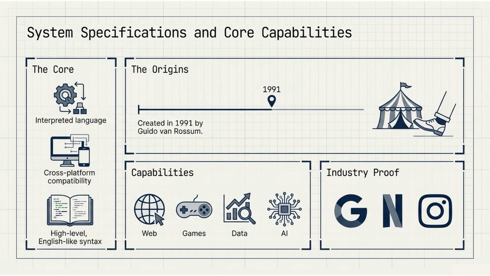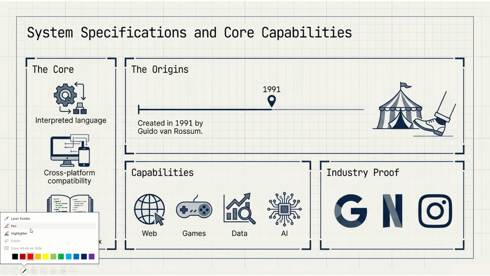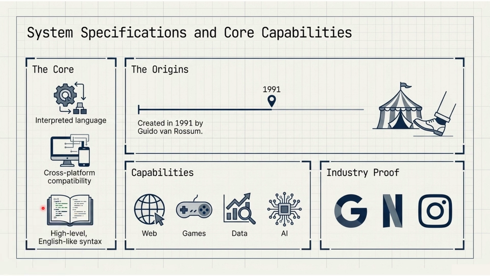So, system specifications and core capabilities. First, in which year was Python invented? It was created in 1991 by Guido van Rossum. It is an interpreted language with cross-platform compatibility, and it has high-level English-like syntax.